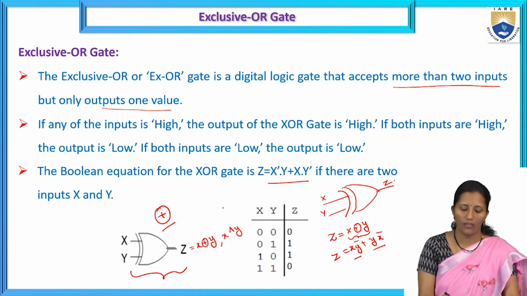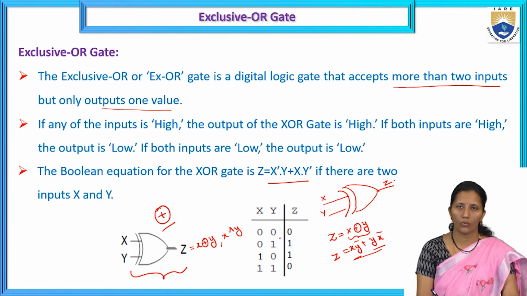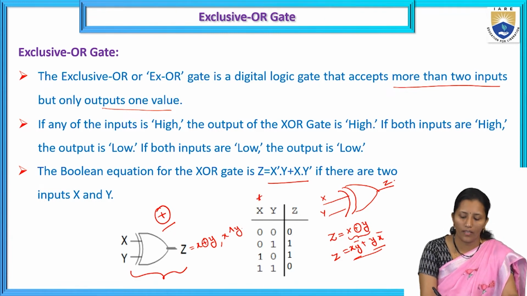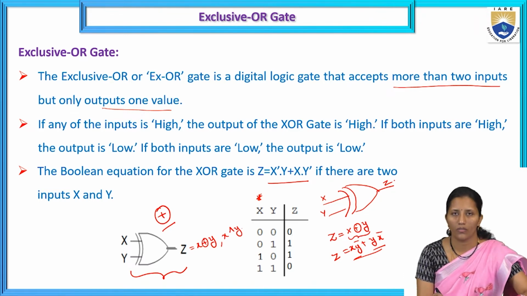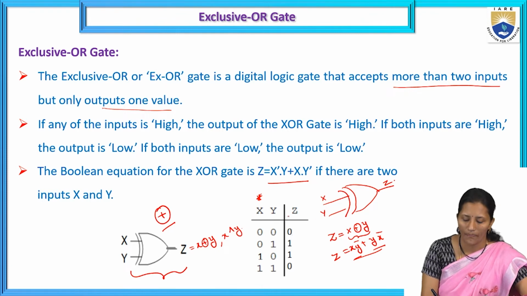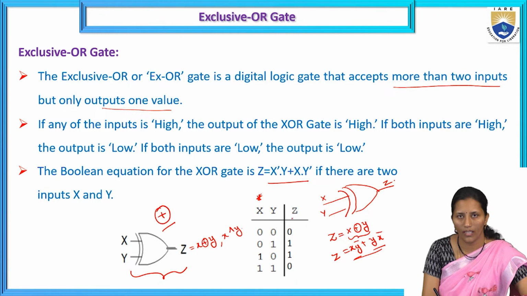If there are two inputs X and Y, and Z is the output, the logic function is X Y bar plus Y X bar. If we observe the truth table, this is very, very important. We will use this in the adders, half adder and full adder. There we will see this exclusive OR gate function. All combinational circuits will be designed using only logic gates.